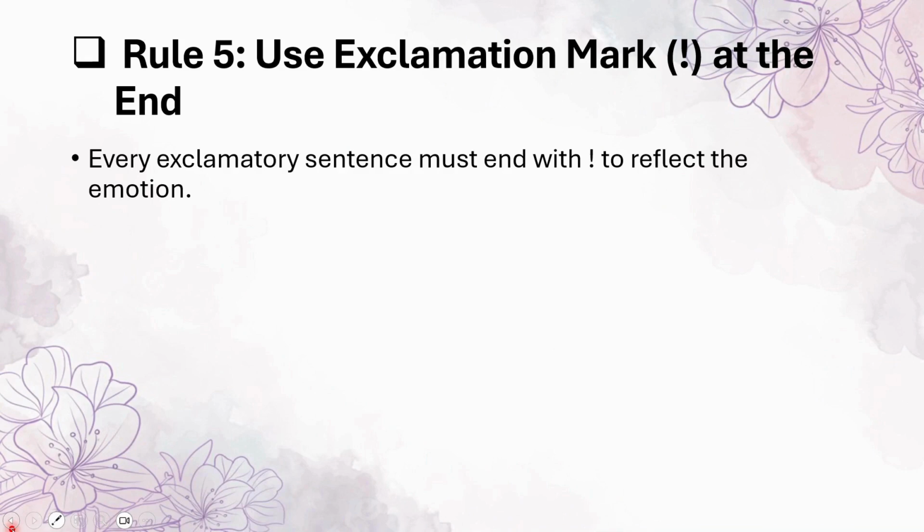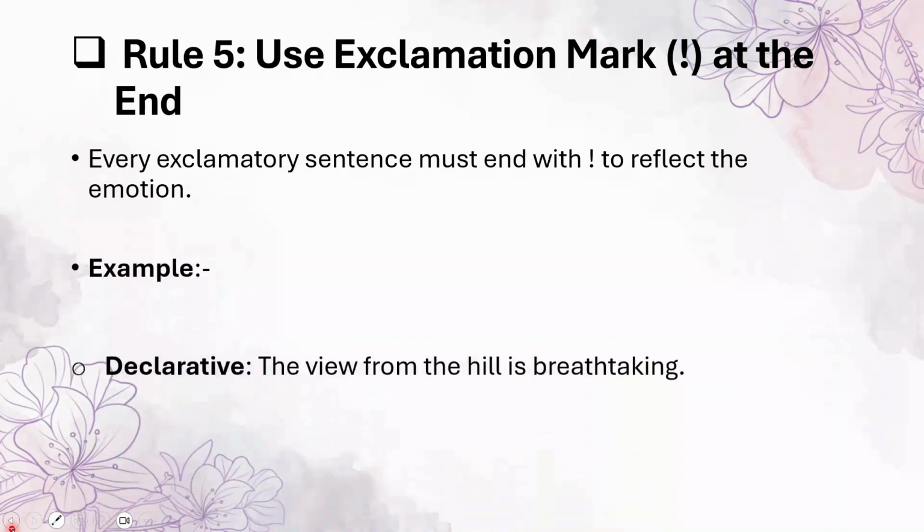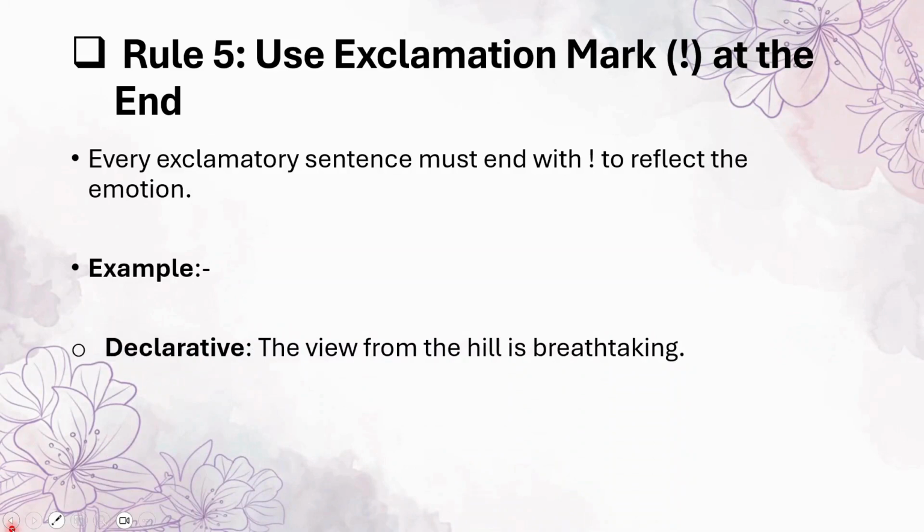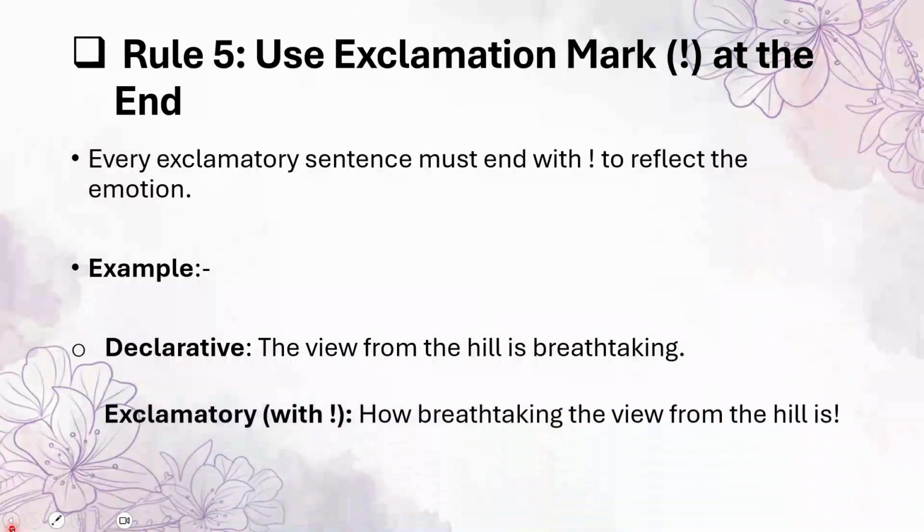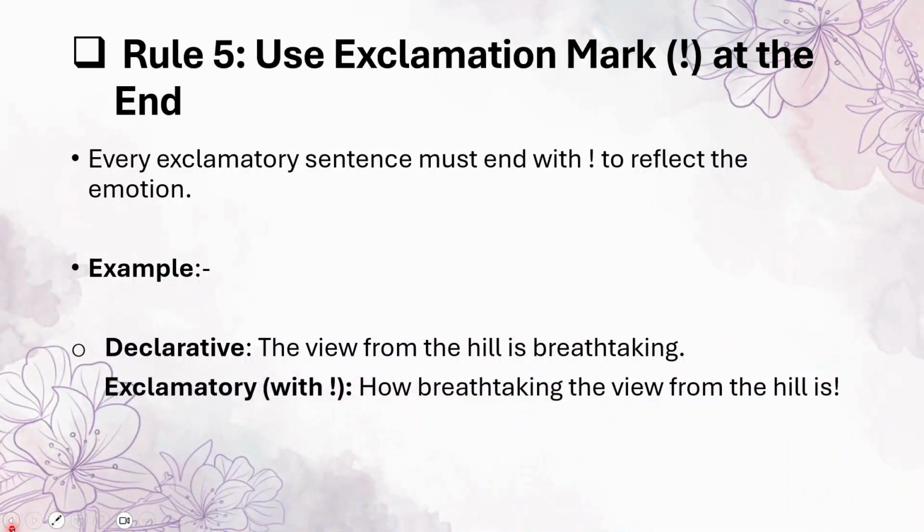Let's understand with a simple example. The view from the hill is breathtaking. Now we want to express admiration or awe. So we transform it like this: how breathtaking the view from the hill is. Here we use rule 2 because we are focusing on the adjective breathtaking. And to complete the transformation, we end with an exclamation mark. That's what adds the emotional tone.